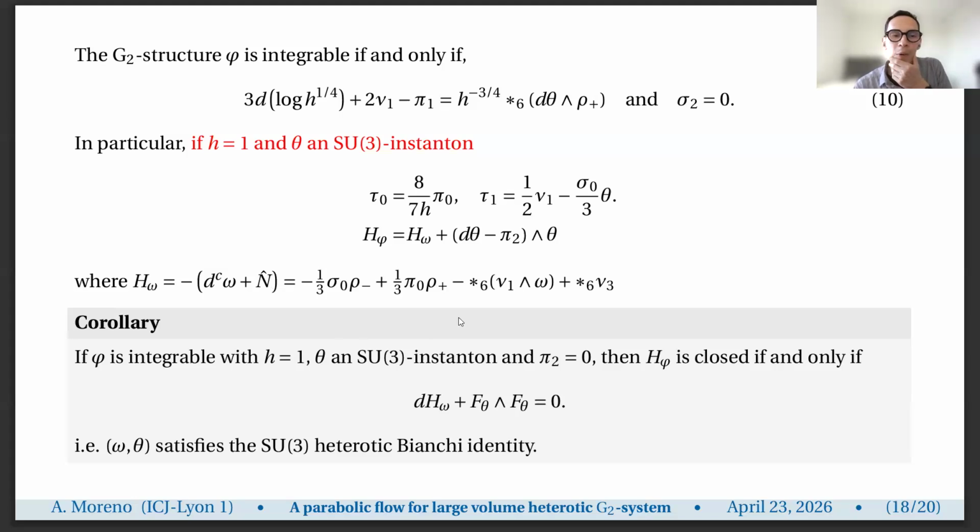And we have that if you have an S1 invariant integrable G2 structure under this hypothesis, theta an SU3 instanton, and also pi2 equal to 0, which is one of the other torsion forms of the SU3 structure. So the closed condition for H5 is related with the heterotic Bianchi identity for the SU3 structure and the connection.